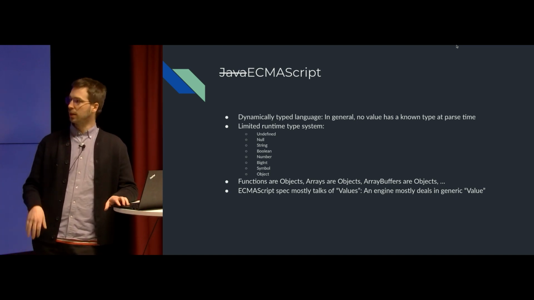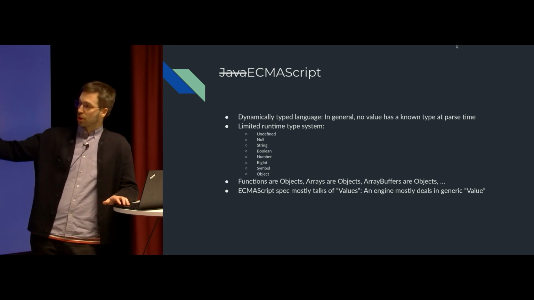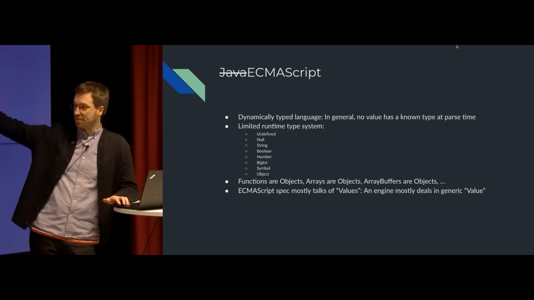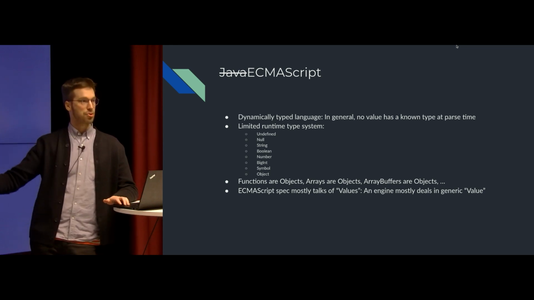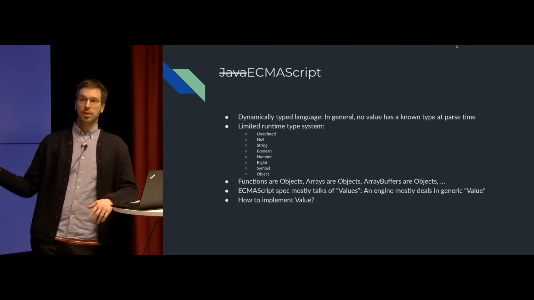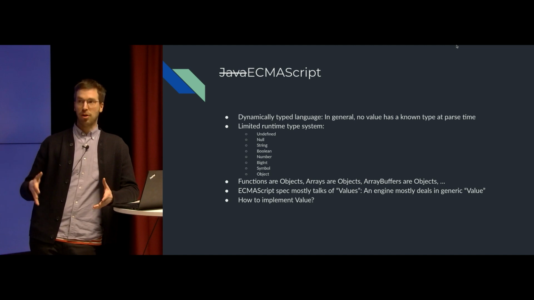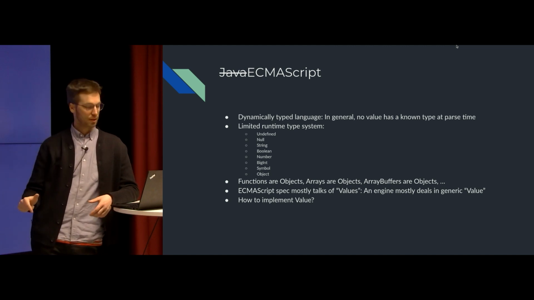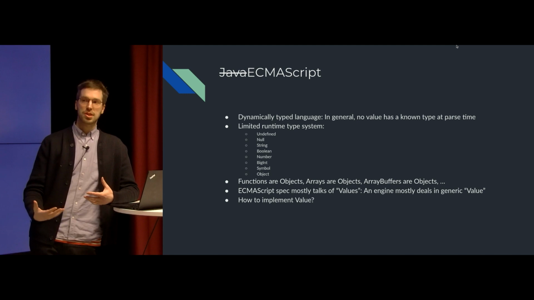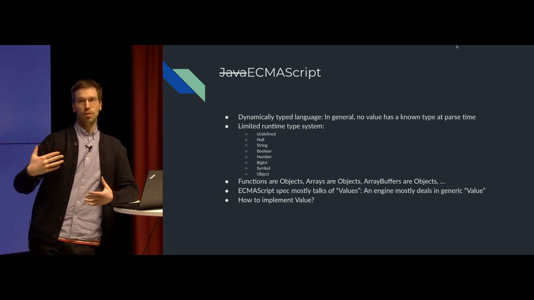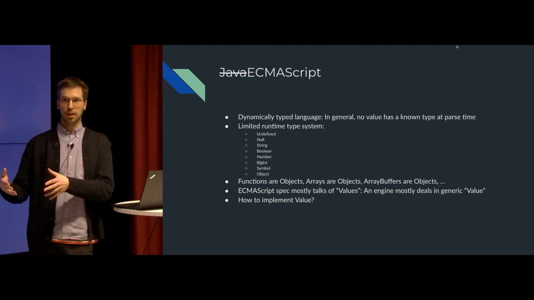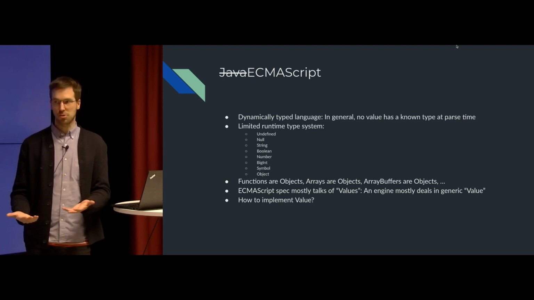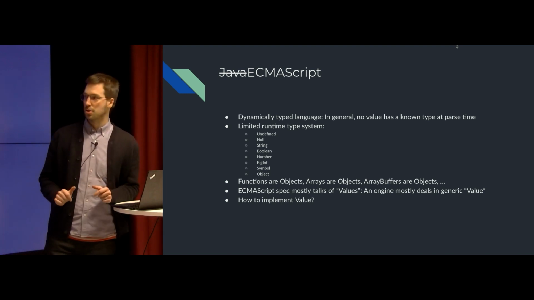So the ECMAScript spec then mostly deals and mostly talks of these values. And because the spec mostly talks about values, the engine mostly talks about values. There are some abstract operations which take as parameters, let's say, a string or a number, but those are specific cases where you know from the parsed code what is happening. But when it's an actual built-in function, it just takes values because it can be called with anything.